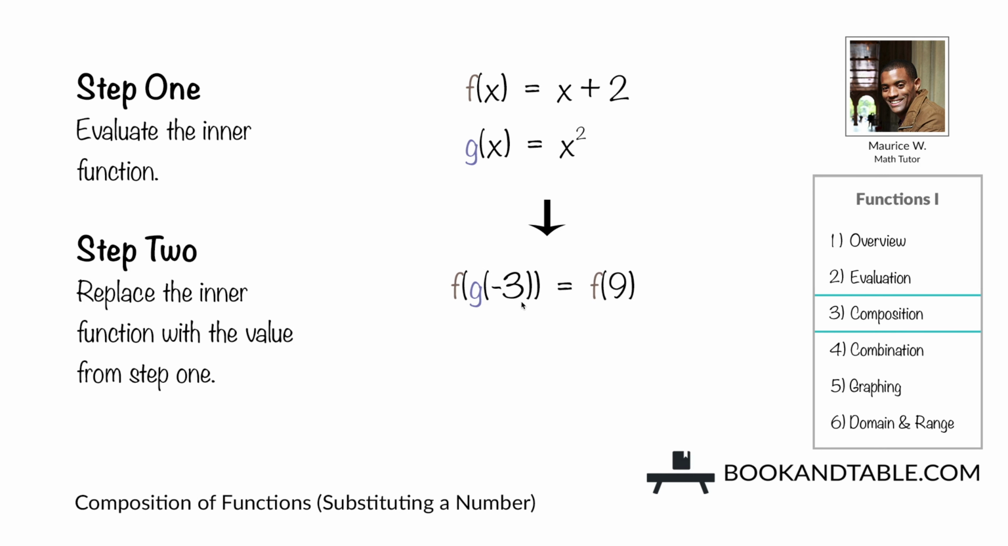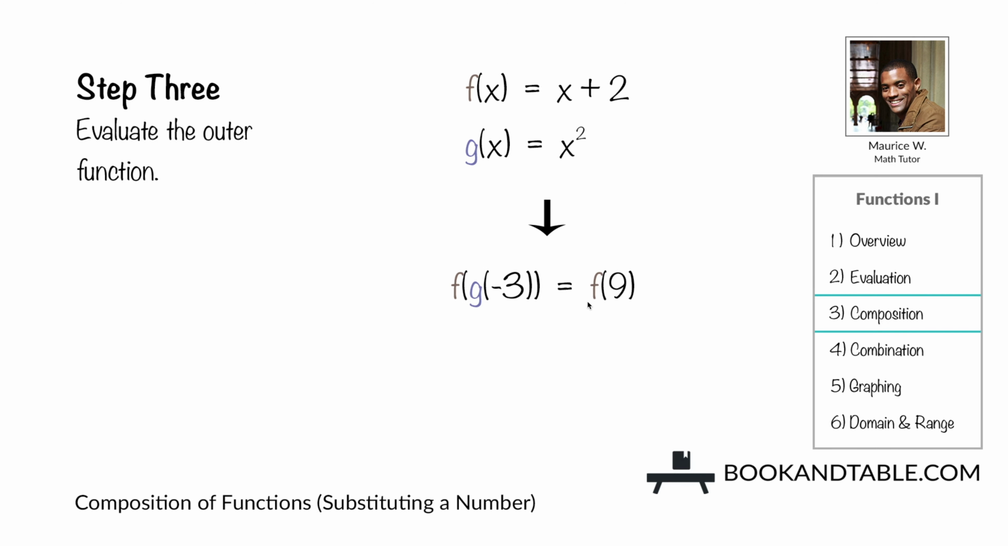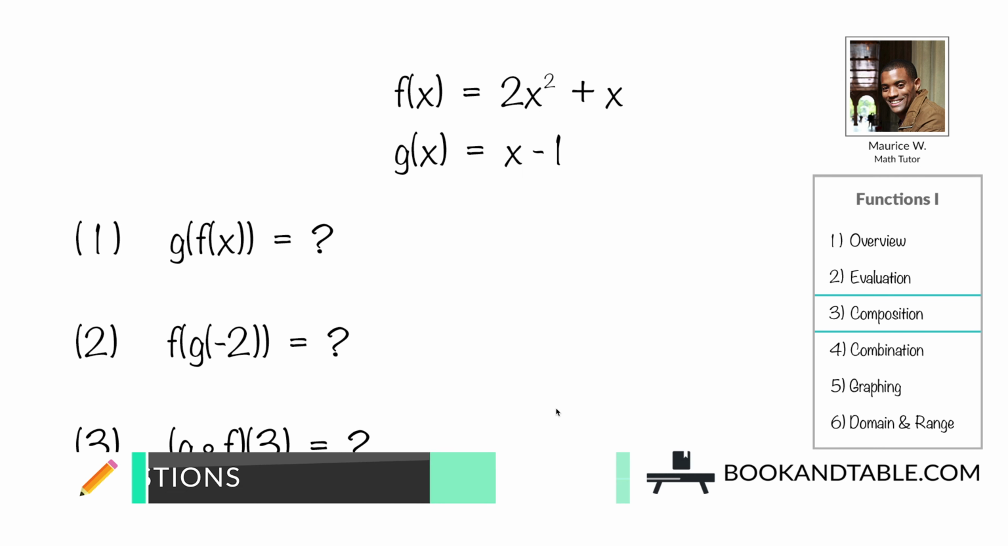So we get f of g of negative 3 is equal to f of 9, since g of negative 3 is equivalent to 9. And now the third step, we can evaluate the outer function f for f of 9. So we have the f function here, x plus 2. If we substitute 9 for x, we get 9 plus 2, which is equal to 11. So we see f of g of negative 3 is equal to 11. So that is how you would go about evaluating the composition of functions, whether you are substituting an expression or a number. Let's now have you try a few practice questions.